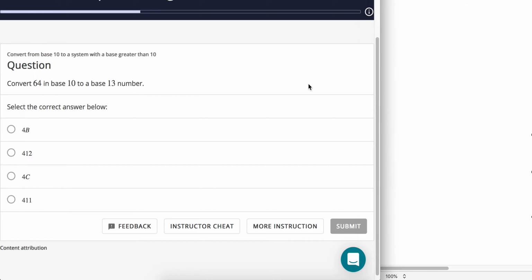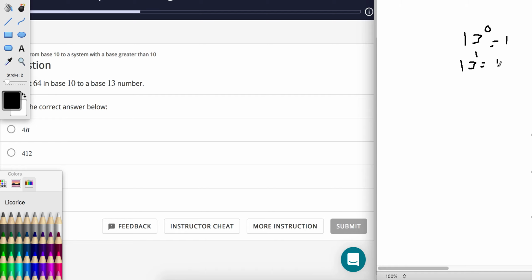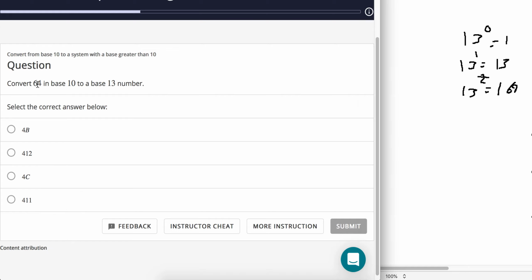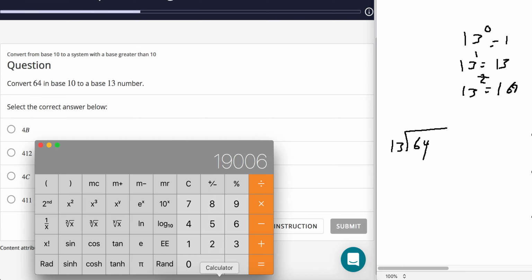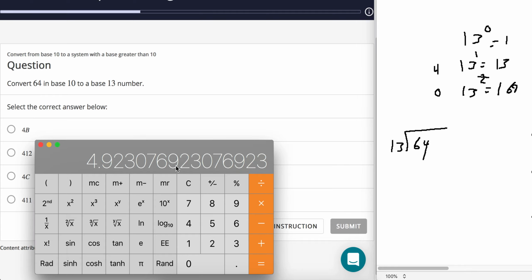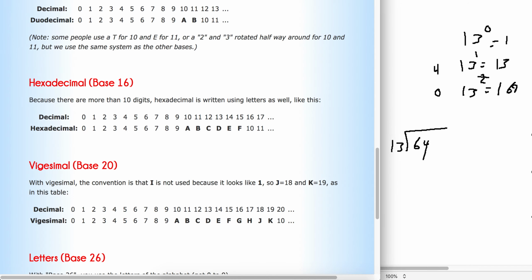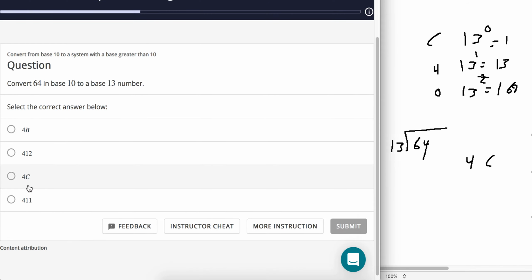64 in base 10 to a base 13 number. Find out how many times. Well, we got 13 to the 0, 13 to the first, 13 to the second. That's going to be too big, right? That's 169. So there's no 13 to the seconds in the number 64. So 13 dividing into 64 gives us 4. So there's 0 of these. There's 4, 13 to the first. It's a remainder of 12. So the letter conversion chart says 12 is C, okay? So we should be writing 4C for our number here.